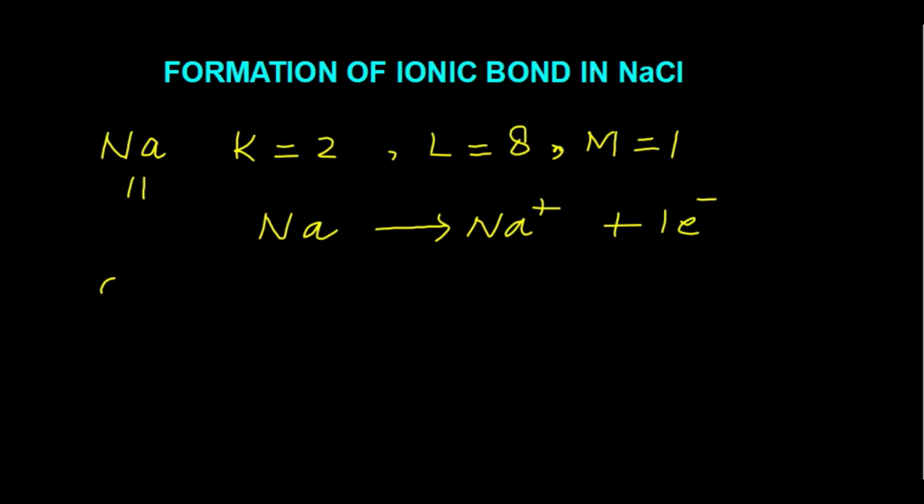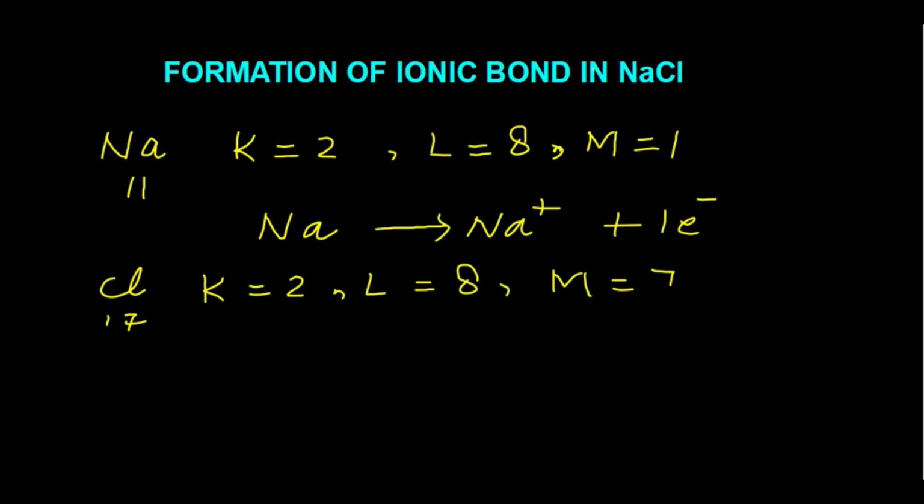Similarly, we write the electronic configuration for chlorine, and we will see how chlorine completes its octet and becomes stable. Chlorine is a member of the halogens, group 7A of the periodic table. Its atomic number is 17. Now we write its electronic configuration. We distribute the 17 electrons of chlorine in different shells. In the K shell there are 2 electrons, in the L shell there are 8 electrons, and there are 7 electrons in the M shell.